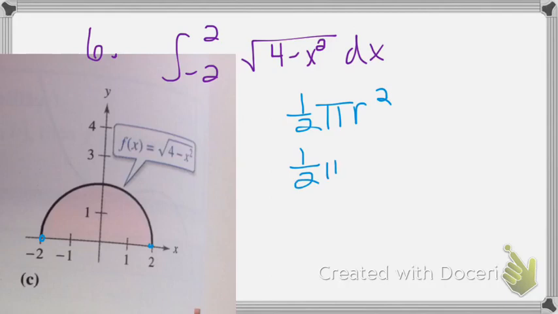So we just need the radius of the circle. The radius would be this part of it from 0 to 2. So our radius must be 2. So that's 4 multiplied by a half pi, and we get 2 pi for the area. So if it says to find it geometrically, they just want you to use what you know about areas to find those.